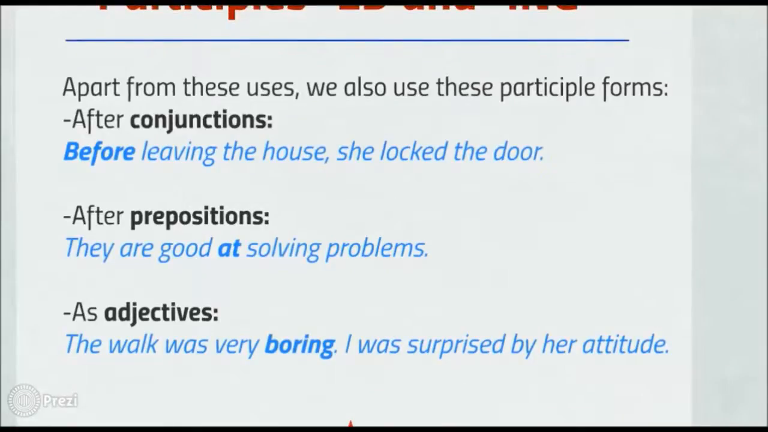Apart from these uses, we also use these participle forms after conjunctions: before leaving the house, she locked the door. After prepositions: they are good at solving problems. And as adjectives: the walk was very boring. I was surprised by her attitude.